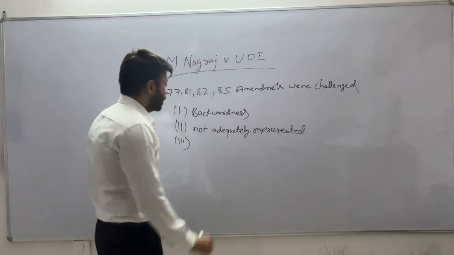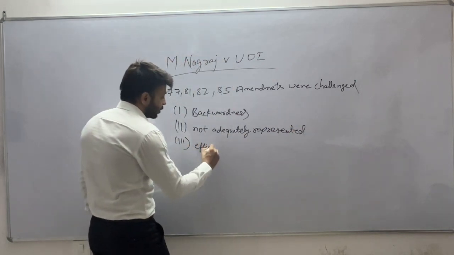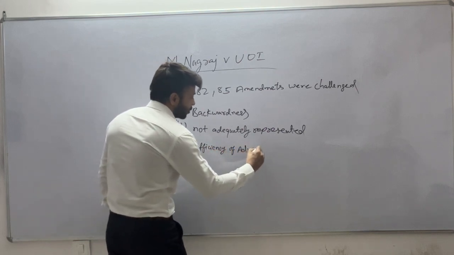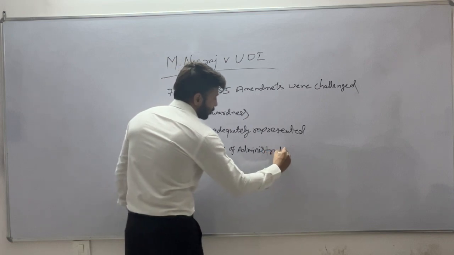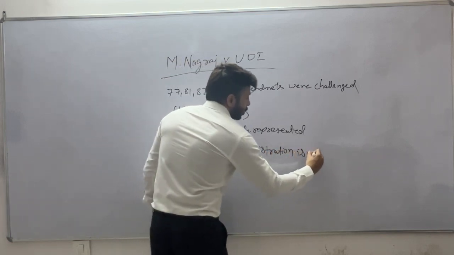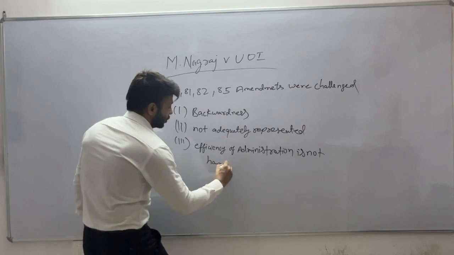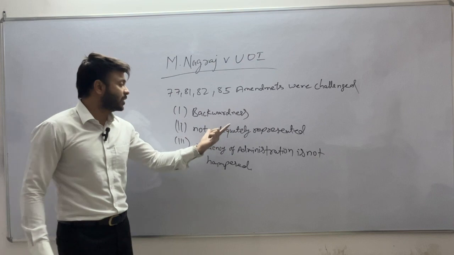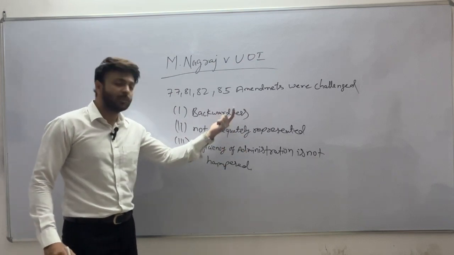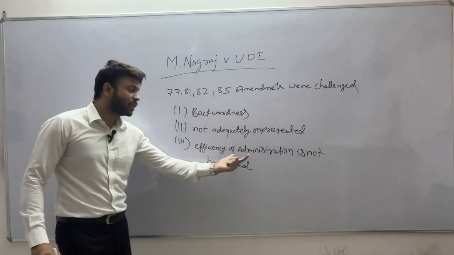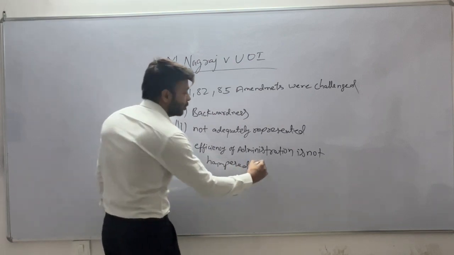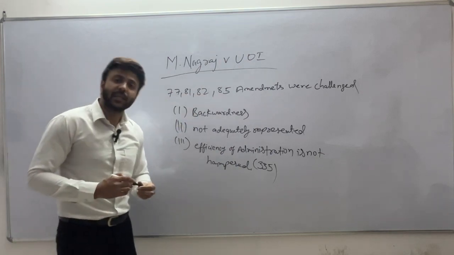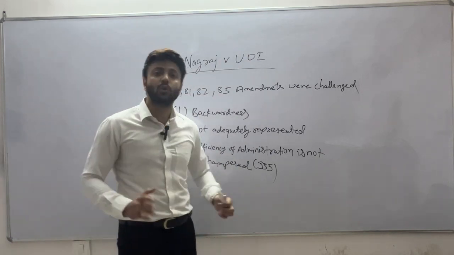In the state services, and the efficiency of administration is not hampered. If the state can fulfill these conditions, that there is backwardness, there is not adequate representation of these backward classes in the office of state, and also efficiency of administration is not hampered, which is given under Article 335, then the state can provide reservation in promotion with consequential seniority.